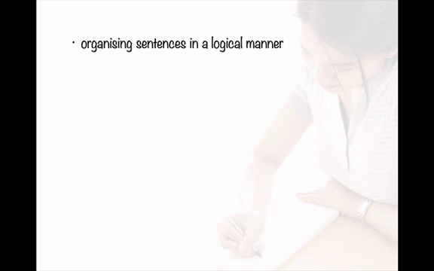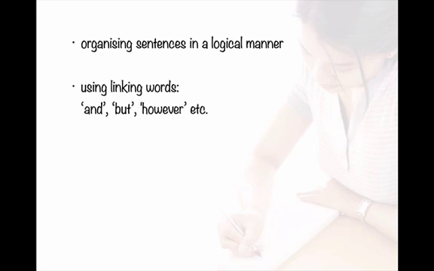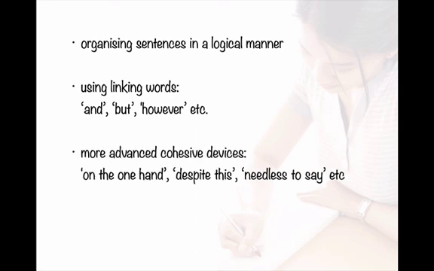Okay, so we'll now try crafting our essay, but with a focus on organisation. How we link ideas together to make our essays cohesive is done in a variety of ways. For example, we organise sentences in a logical manner. We use linking words like and, but, however. We use more advanced cohesive devices such as on the one hand, despite this, needless to say, and so on. And we might use pronouns or synonyms to refer backwards or forwards to points in the text without repeating the same words.